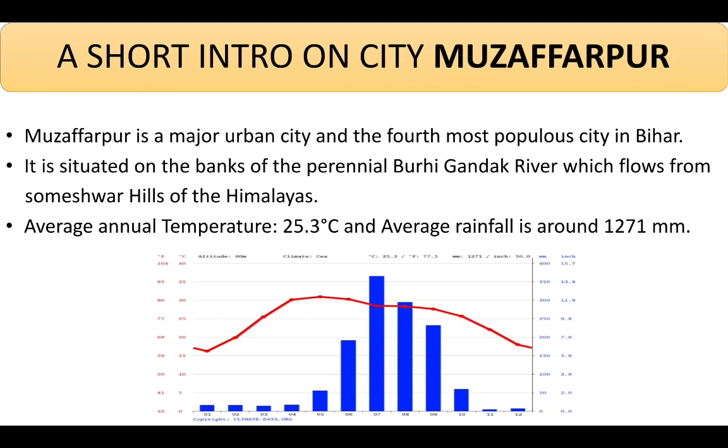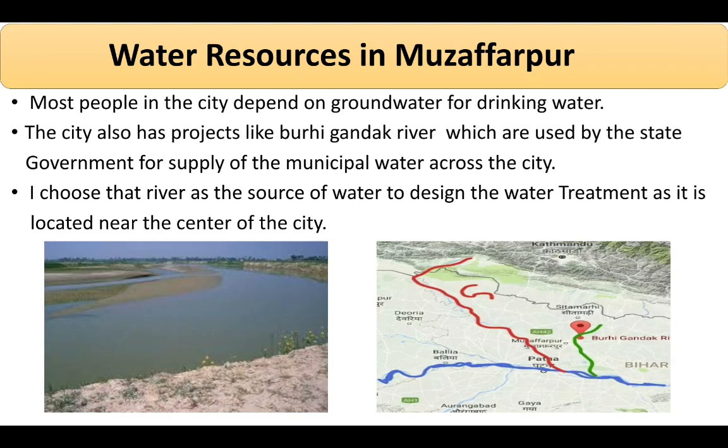Muzaffarpur is a major urban city, and it is the fourth most populous city in Bihar, and it is situated on the banks of the perennial Buri Gandak River, which flows from Someswar Hills of the Himalayas. And the average annual temperature is around 25.3 degrees Celsius, and the average rainfall is around 1271 mm.